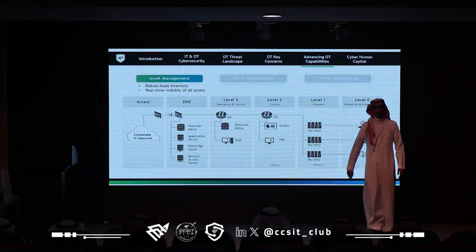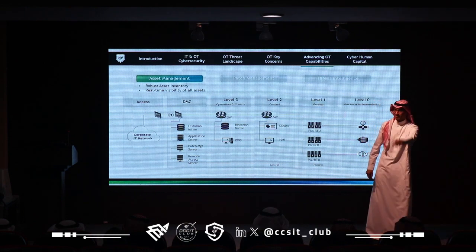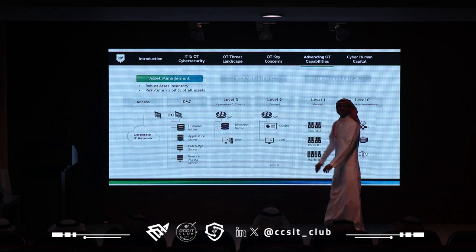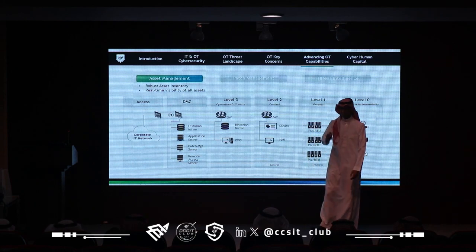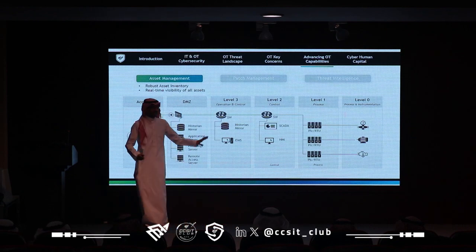RTU, you mentioned. What was RTU standing for? Are you focused or not? Remote terminal unit, PLC. Programmable logic controller, mashallah. All of these systems have to be protected.